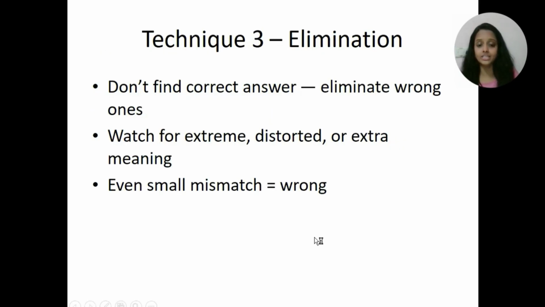And the third technique is option elimination with precision. Because in part C, you don't find the correct answer, you eliminate wrong ones. And the key is options are wrong because they are too extreme or they slightly distort the meaning, they add extra information, and sometimes they remove important nuance. Even a small mismatch, then it means the wrong answer.